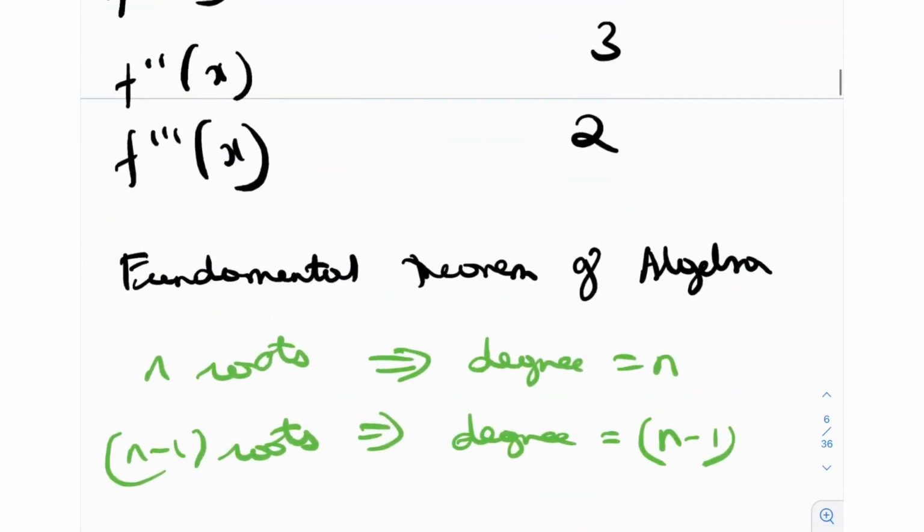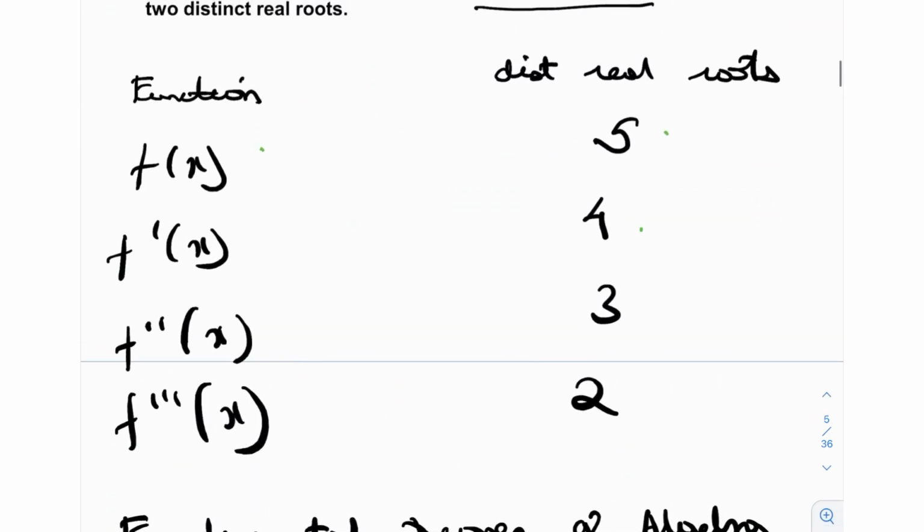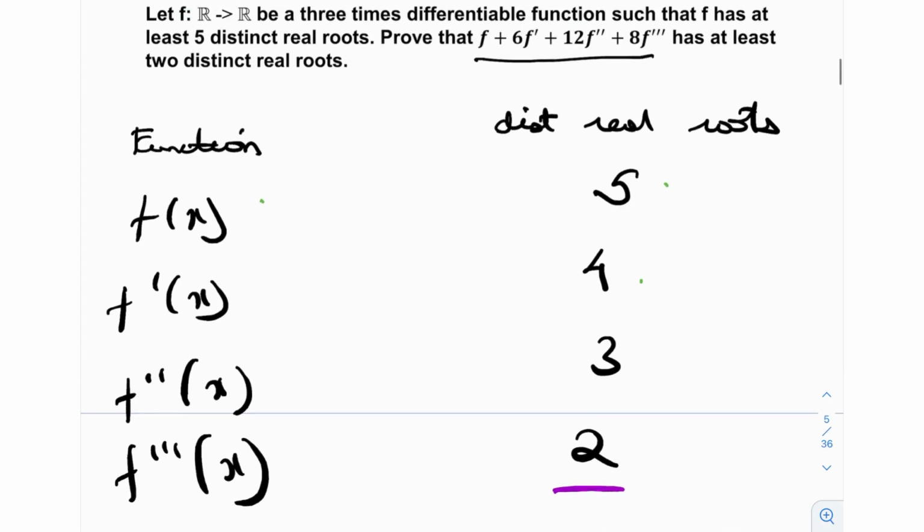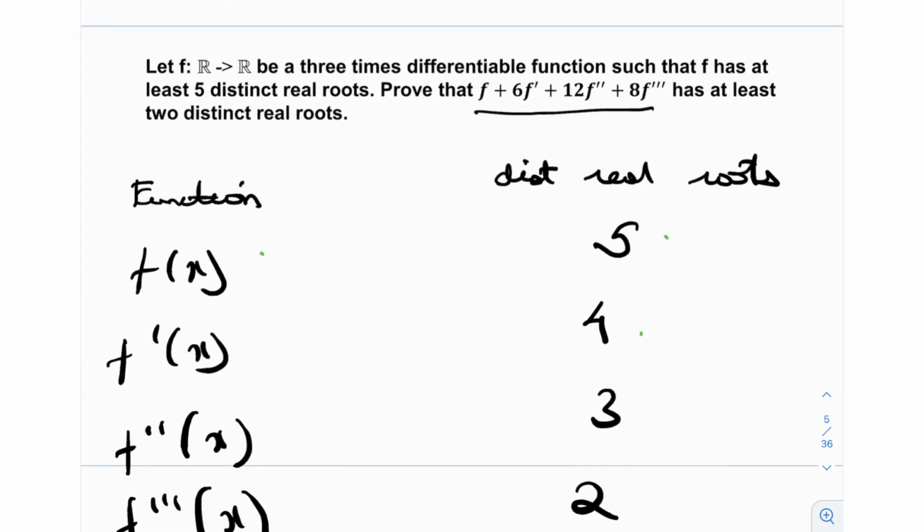Great. So now that we have thought about this a little bit, f triple prime x will have at least 2 distinct real roots. And going back to what we need to prove, we need to prove that this summation, f plus 6 f prime plus 12 f double prime plus 8 f triple prime, has at least 2 distinct real roots.